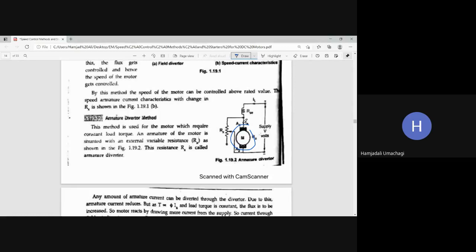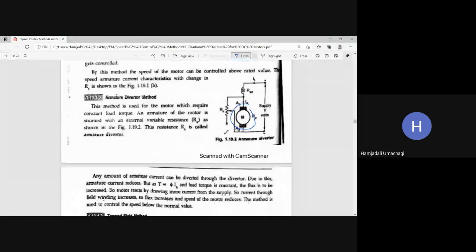If the current through the armature is changing, then in the case of a series motor, IA is equal to ISC. If IA changes, then ISC changes. If ISC changes, then flux changes. And if flux changes, EMF will be induced. If flux changes, then the speed of the motor will change. This is how you can change the speed of the motor by diverting the armature.